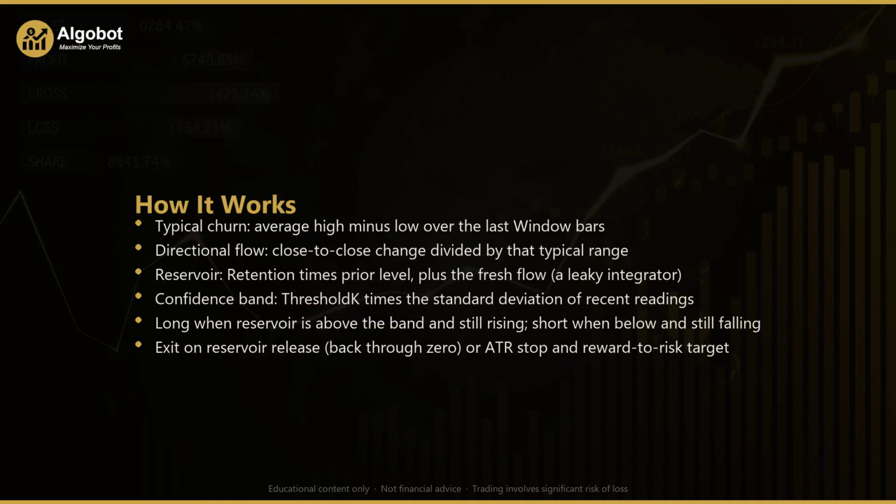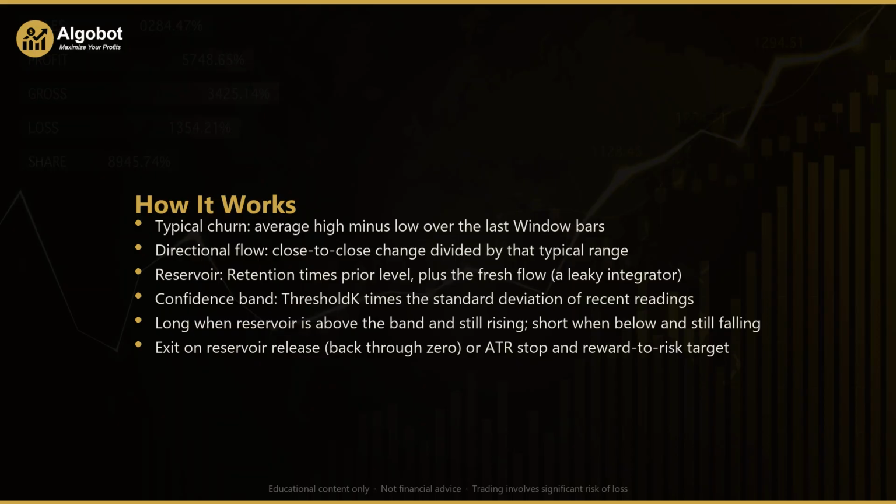Let's walk through the machinery step by step, exactly as the code does it. There are 4 building blocks. First, the strategy measures typical churn. It takes the average of each bar's high minus low over the last window bars, which by default is 20. This gives a characteristic activity budget, a sense of how much a normal bar moves on this symbol right now. This number is used purely as a scale, never as a signal by itself.